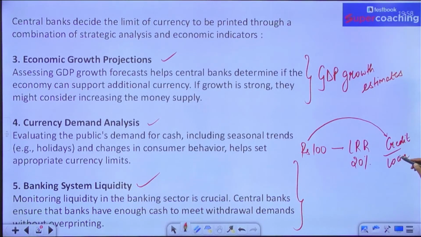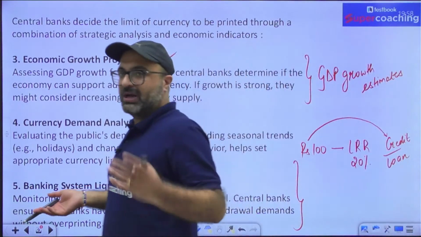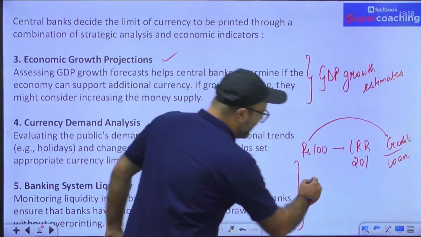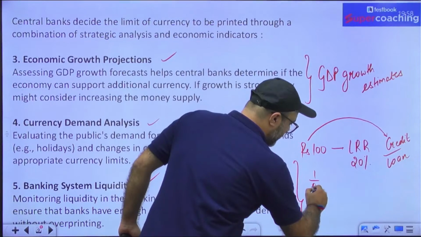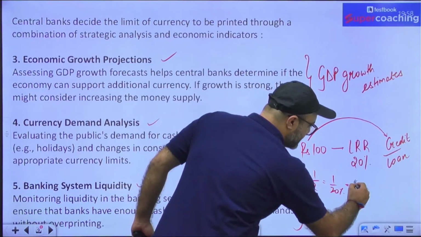It's not 80 rupees. You must be wondering that out of 100, 20 went, give the remaining 80 on loan, 80 rupees credit will be created. No. The formula, if I say, the formula is 1 by reserve, which means 1 by 20%, which means 5 times.